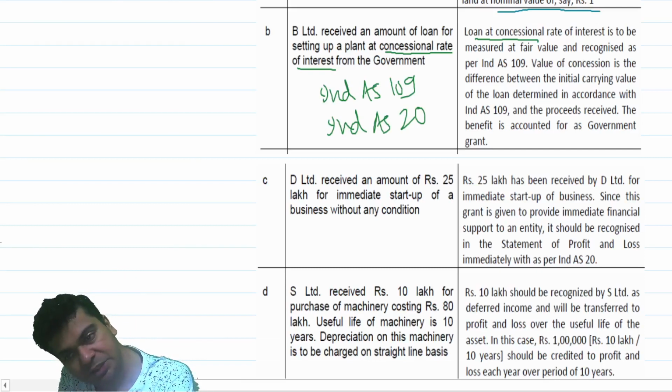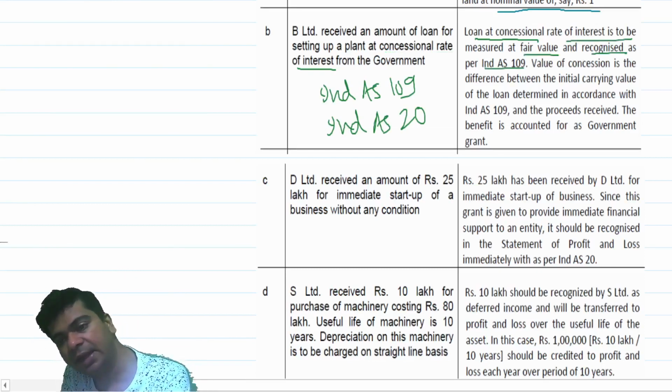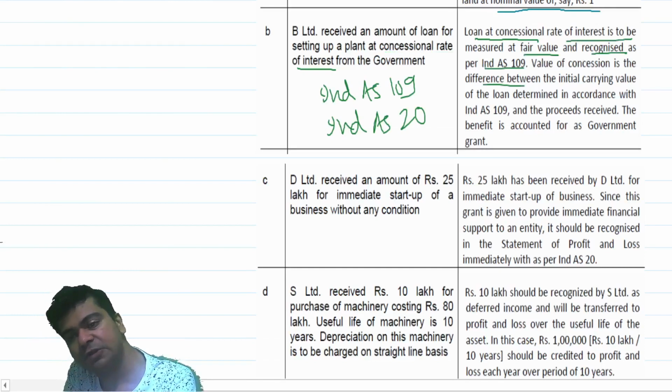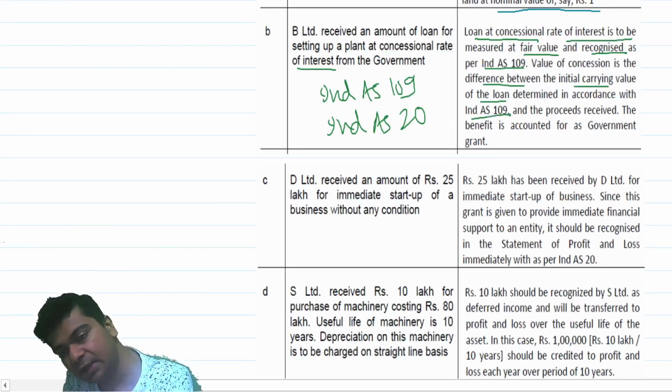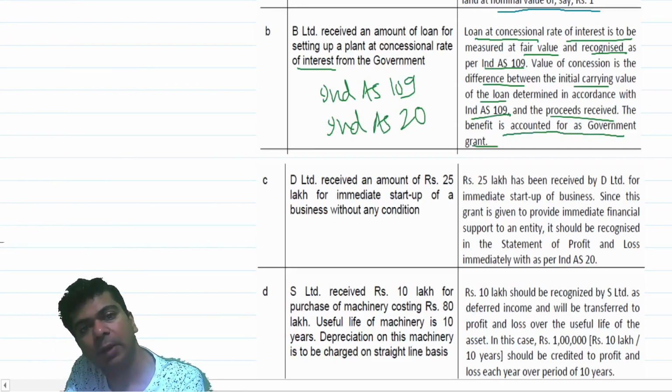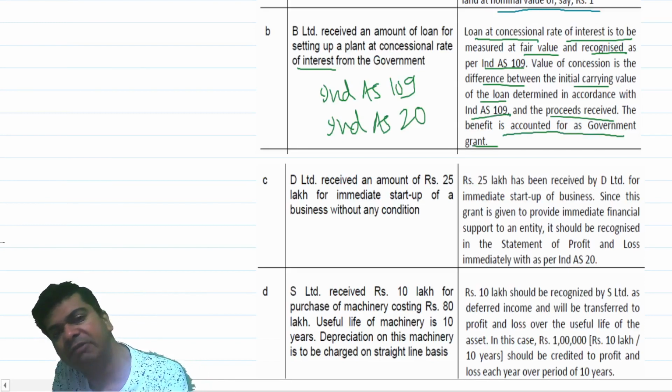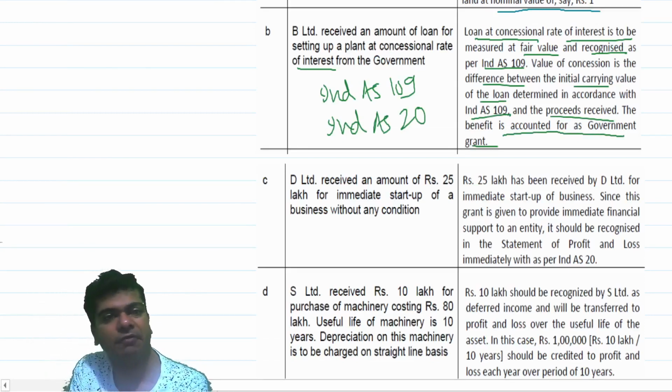Loan at a concessional rate of interest is to be measured at fair value and recognized as per Ind AS 109. Value of concession is the difference between the initial carrying value of the loan determined in accordance with Ind AS 109 and the proceeds received. The benefit is accounted for as a government grant.